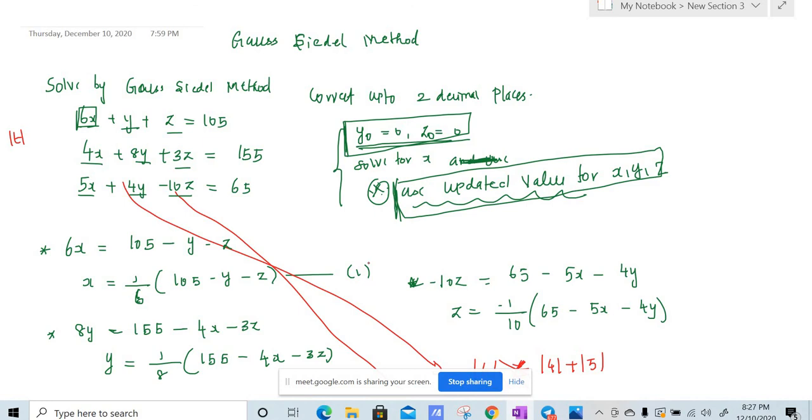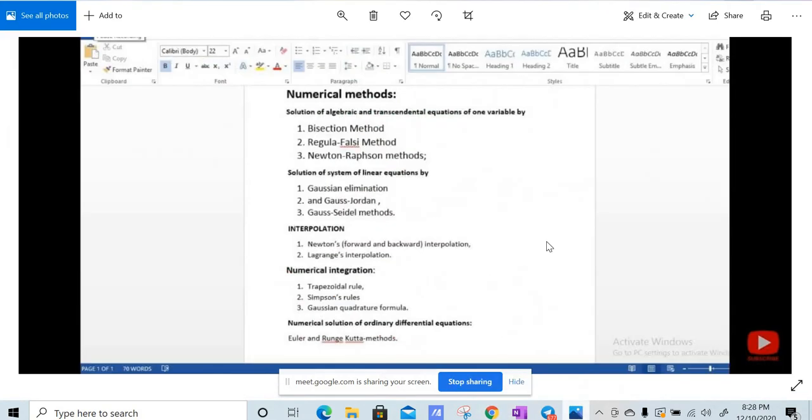Okay, if you have any doubt, you can ask. So today worksheet 2 will be uploaded in the Telegram group. Worksheet 2 comprises these three topics: Gauss-Seidel method, Gauss-Jordan method, and Gauss elimination method. Gauss elimination and Gauss-Seidel are to find the unknowns x, y, z, and Gauss-Jordan is to find the inverse of a matrix.